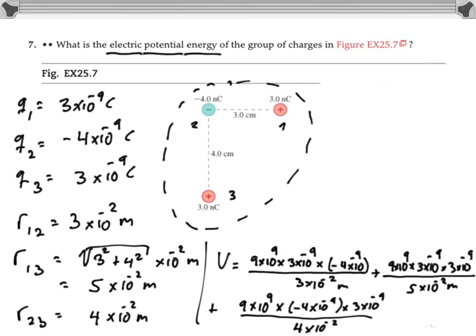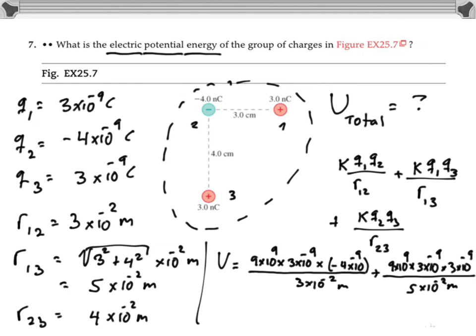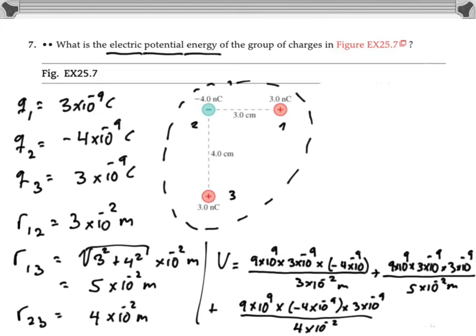The last term is going to be K, this electric constant, times Q2, so minus 4, Q3 is 3, so K times minus 4 times 10 to the minus 9 times 3 times 10 to the minus 9, and divided by the distance between 2 and 3, which is 4 times 10 to the minus 2.